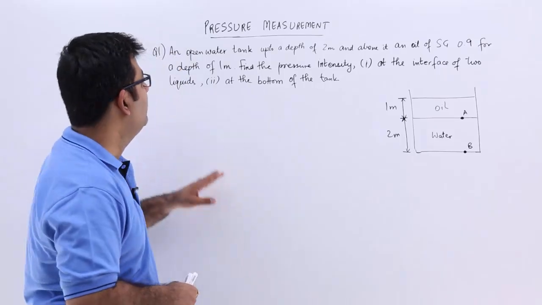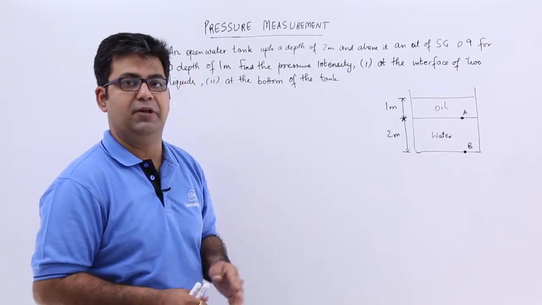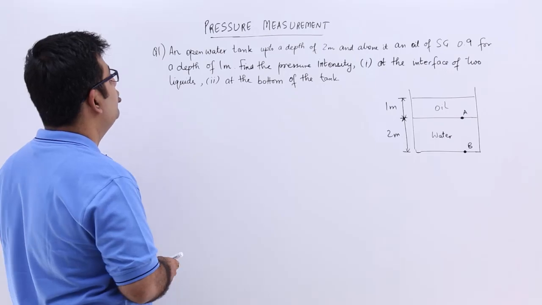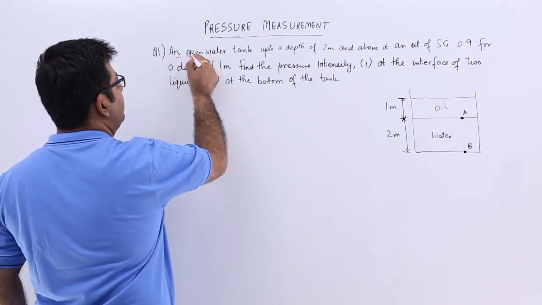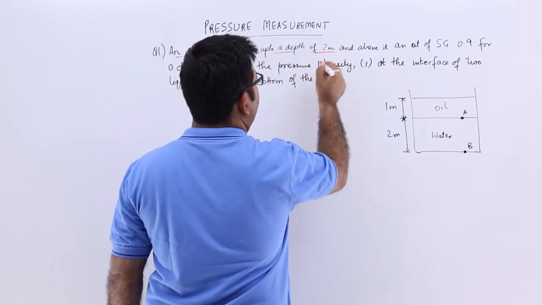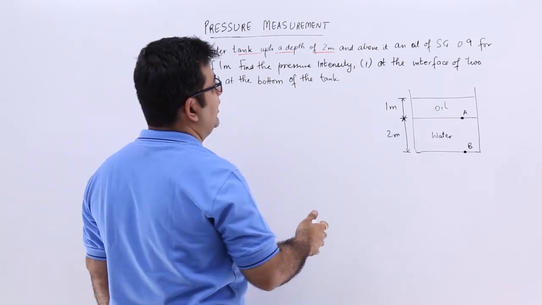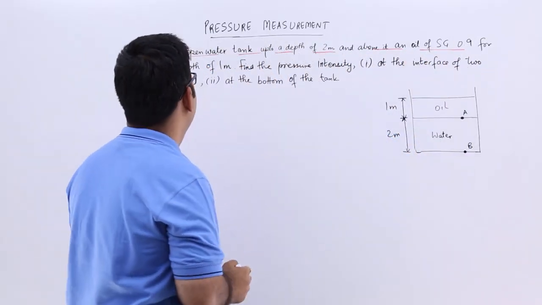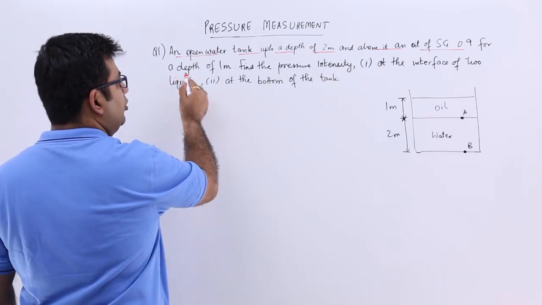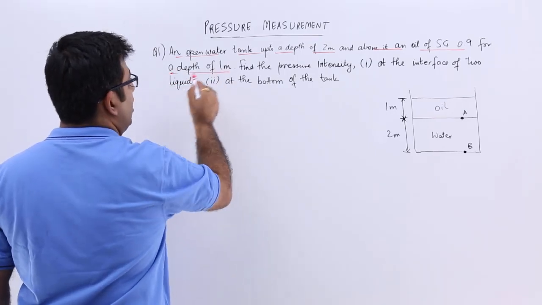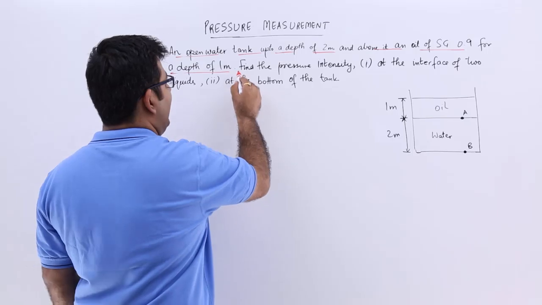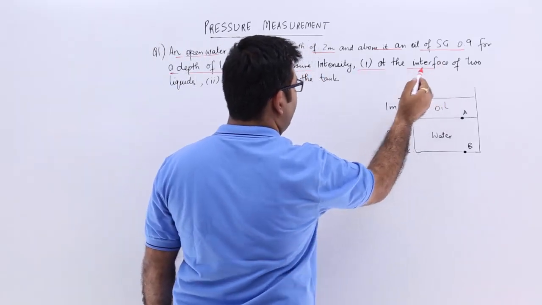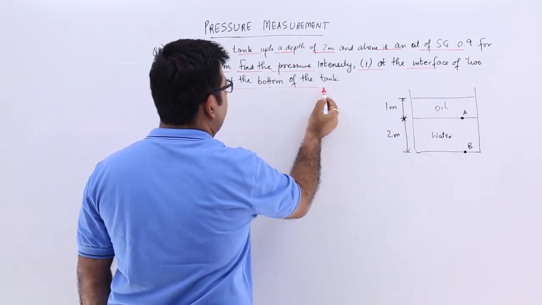Now let's look at question number 1 in the topic of pressure measurement. The question says an open water tank up to a depth of 2 meters has water in it, and above it has an oil of specific gravity 0.9. The depth of the oil is 1 meter. Find the pressure intensity at the interface of two liquids and at the bottom of the tank.